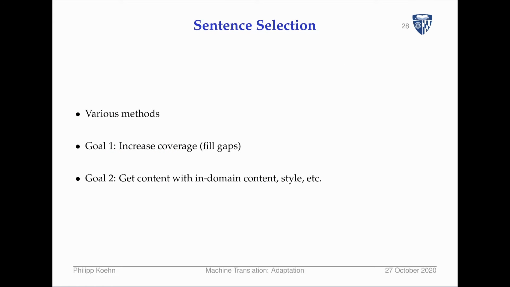There are various methods. There are two different goals you have in mind. The first one, with the goal of looking at out-of-domain data, is really to increase coverage. Are there certain words or phrases you don't have translations for, or not sufficient translations for, but they do exist in the out-of-domain data? Then we should pull out those sentences that fill these coverage gaps. And the other goal is, of course, to not get distracted from the correct translations we find in our in-domain data, and get content with the same in-domain content and style.